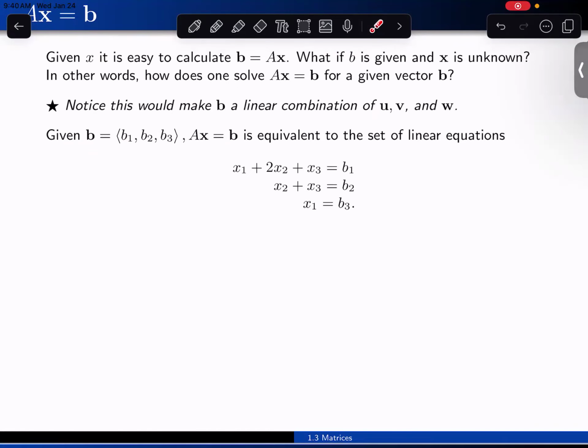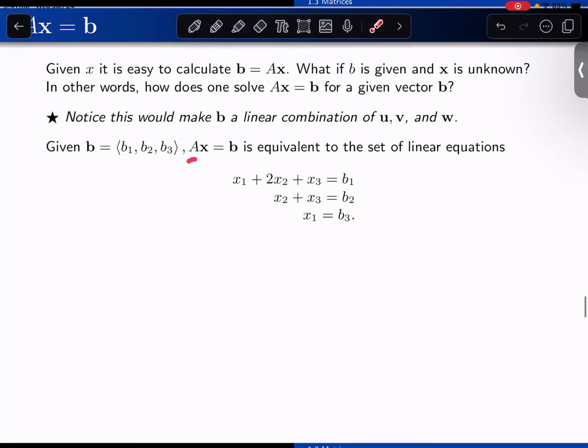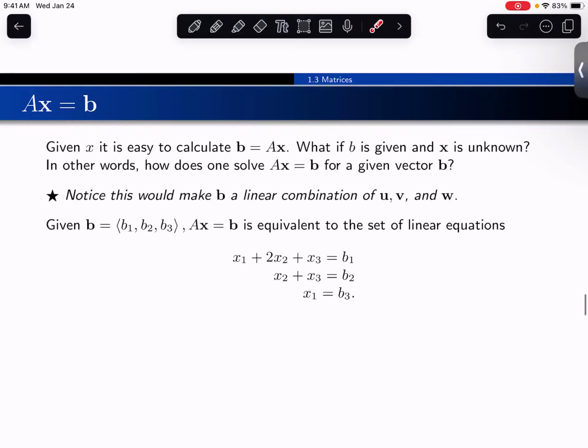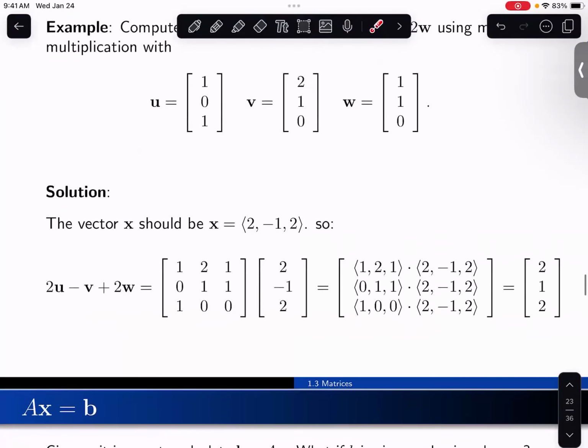To begin, we're going to assume that our vector b is given by b1, b2, and b3. If we have Ax equals b, this is equivalent to saying that we have x1 plus 2x2 plus x3 is equal to b1, x2 plus x3 is equal to b2, and then x1 is equal to b3. I should specify we're using the same matrix A that we were looking at in the previous examples.